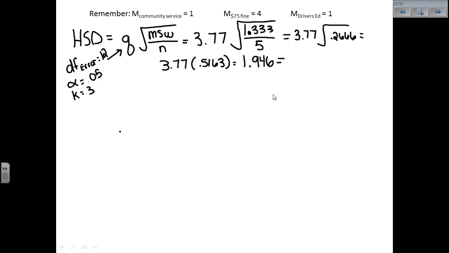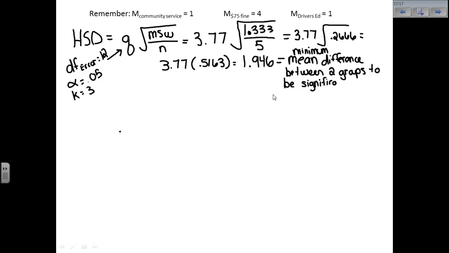So that is the minimum mean difference that's necessary between 2 groups for those 2 groups to be considered significantly different. Okay. That's an important number.